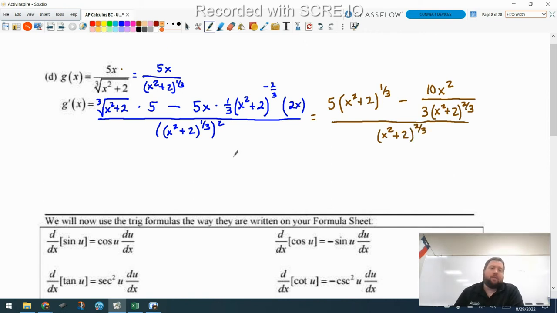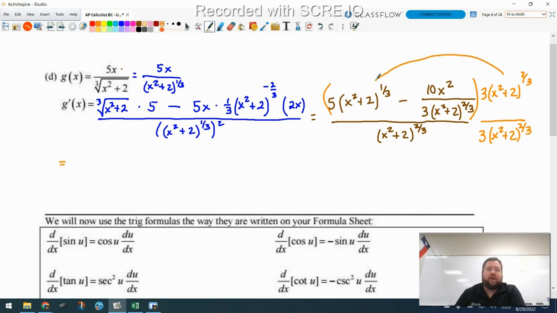All right, now we're still not done yet because we now have a complex fraction. Okay, you go back and read the instructions for this set of examples. No negative exponents, no complex fractions. All right, so we need to cancel out this denominator right here. So I'm going to multiply the entire numerator by that denominator, 3 times x squared plus 2 to the 2/3 power, which means I have to multiply down here by the same thing. Always multiply top and bottom by the same thing. Okay, so that's going to give us, distribute this all the way over here.